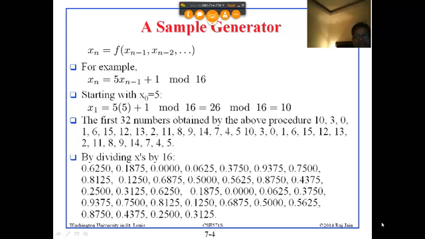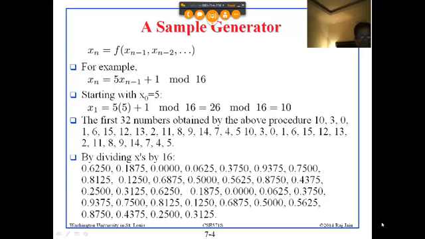You notice that the first 15 numbers are unique, 10, 3, 0 up to 5, and then again we see 10, 3, 0, 1, 6, which is just a repetition. So there is a cycle. If you divide every number by 16, you will get numbers like 0.6250, 0.1875, and so forth. Now, if you do any statistical test on it, it will pass, or most statistical tests will pass. However, it is all deterministic.